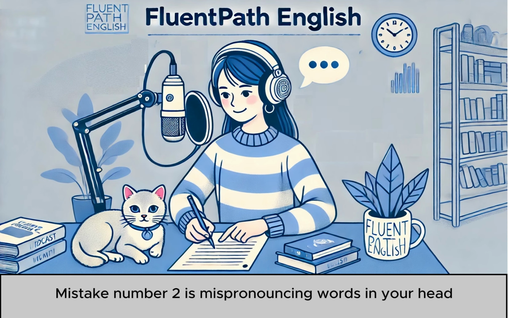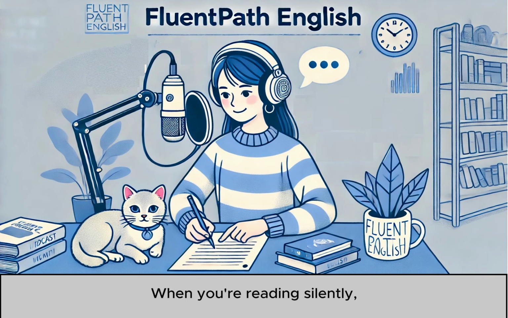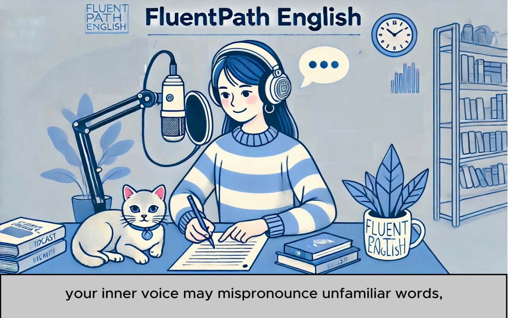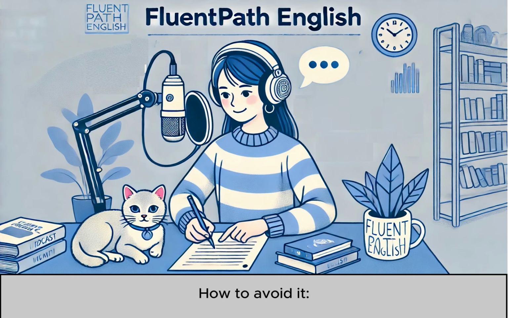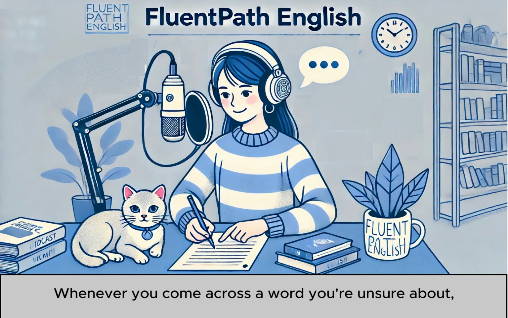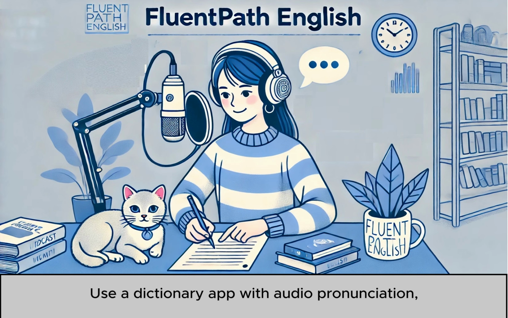Mistake number 2 is mispronouncing words in your head. When you're reading silently, your inner voice may mispronounce unfamiliar words, which can lead to confusion later when you hear them spoken. For example, you might read colonel as "colonel" instead of the correct pronunciation, "colonel." How to avoid it? Whenever you come across a word you're unsure about, look it up. Use a dictionary app with audio pronunciation, like Cambridge or Merriam-Webster. Over time, you'll build a stronger connection between spelling and pronunciation.